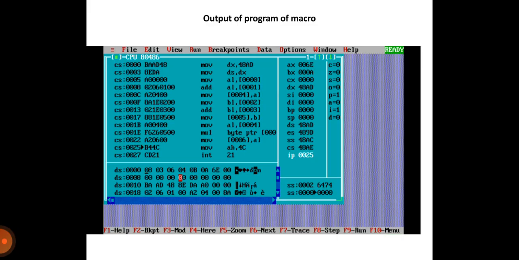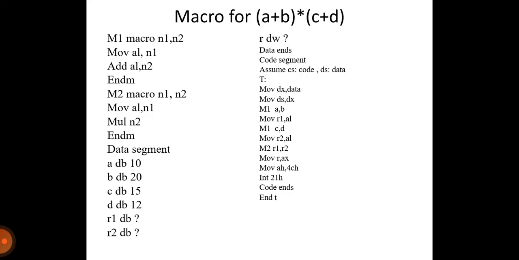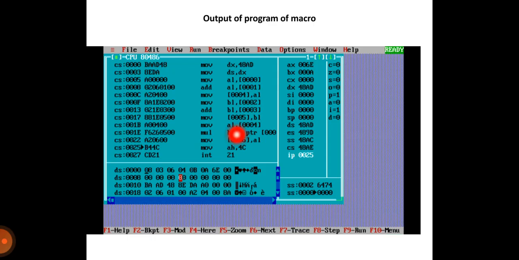That ax result can be transferred to r. See the output. 8, 3, 6, 4. 8 plus 3 is 11, that is b, 6 plus 4 is 10, that is a. That is r1 and r2, and their multiplication, 11 into 10, is 110. So 6 into 16 is 96, 96 plus 14 is 110. This is correct. No change in the CS:IP value.